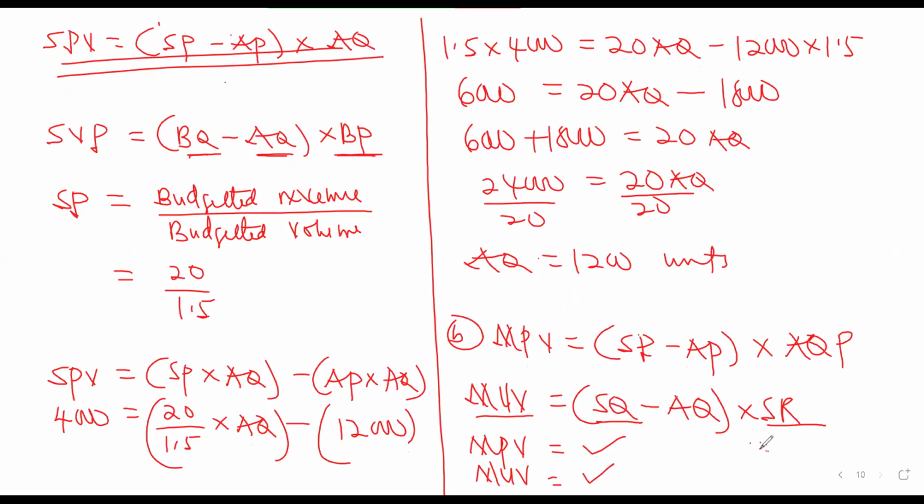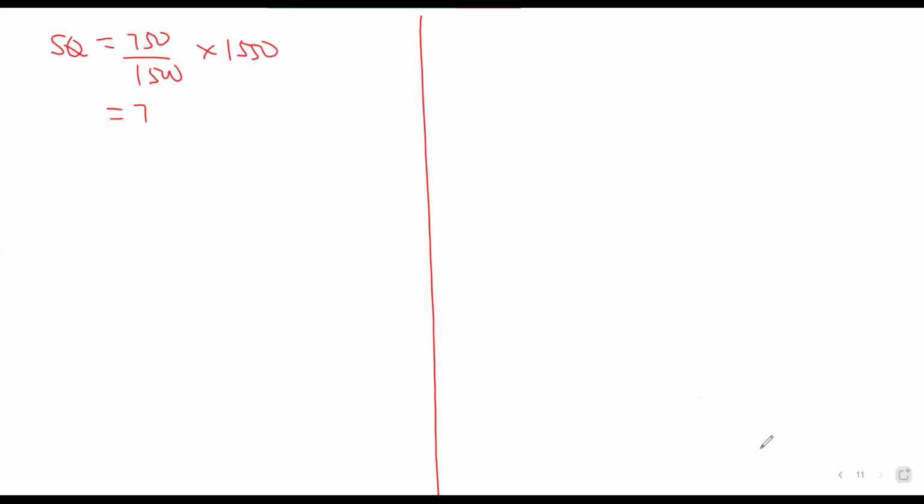So we have the standard quantity now, and we can come here. Standard quantity will be equal to 750 over 1,100 multiplied by the actual production. That will be 775 kilograms.